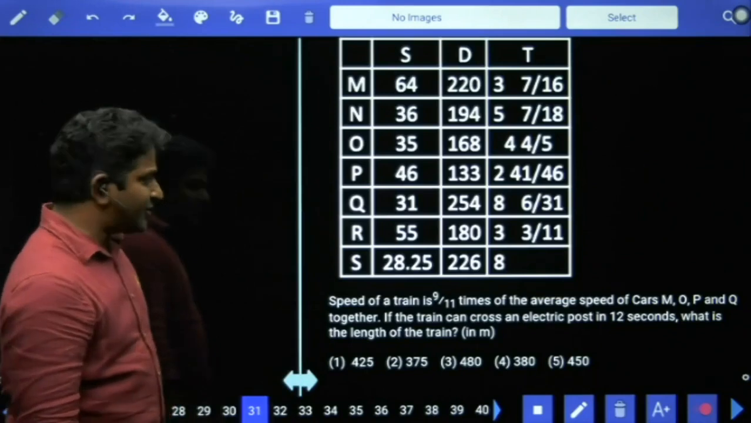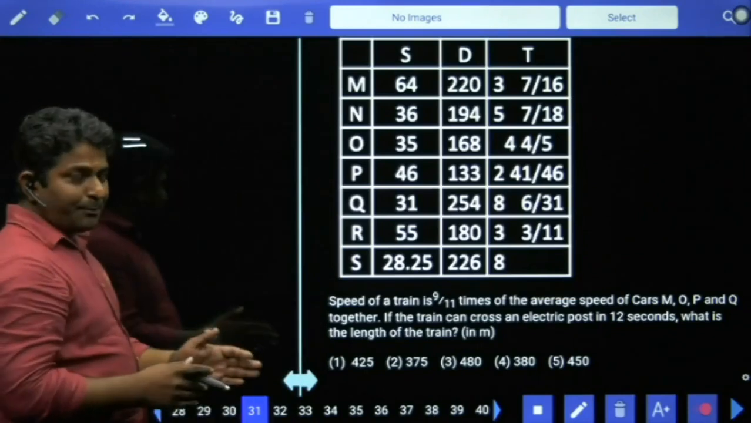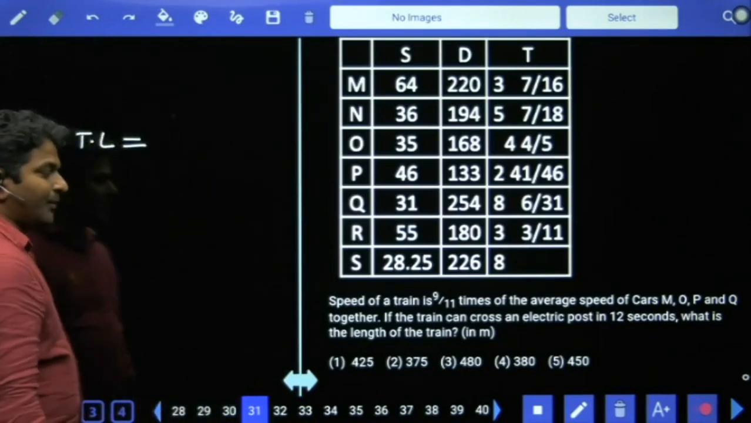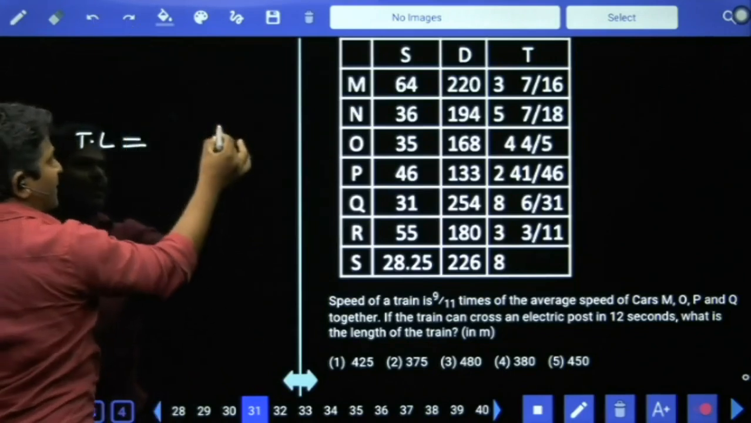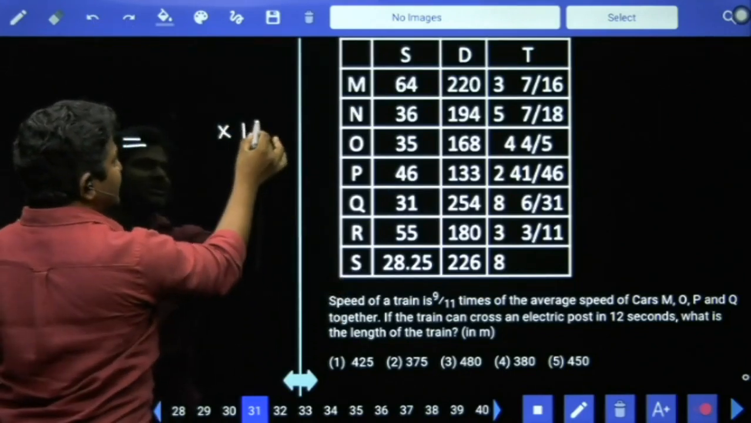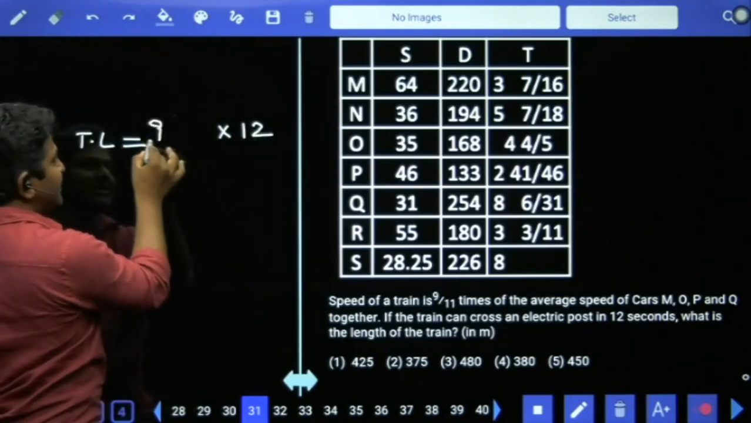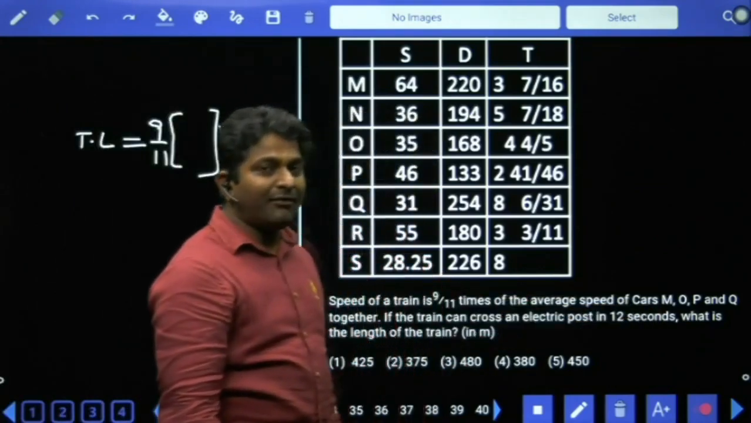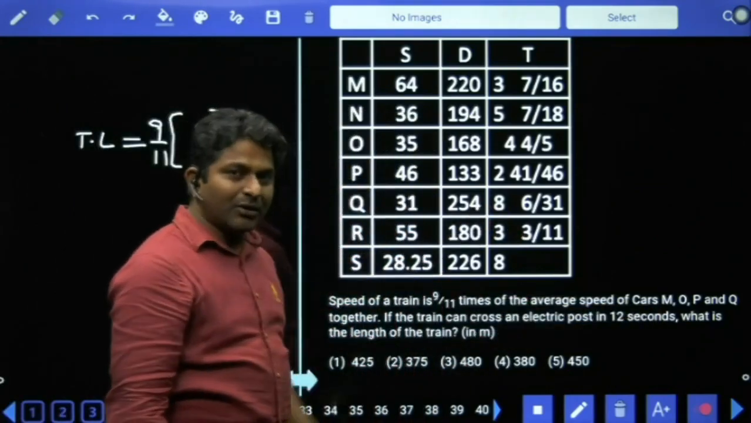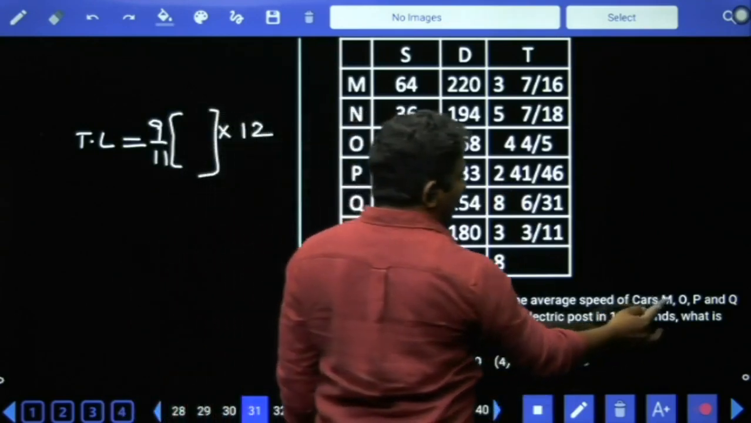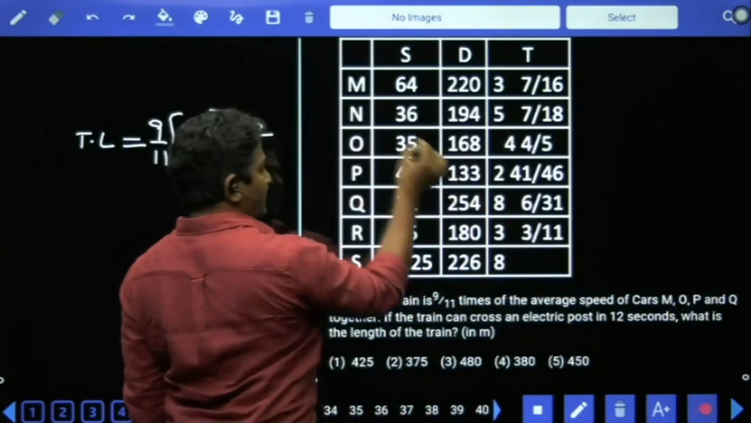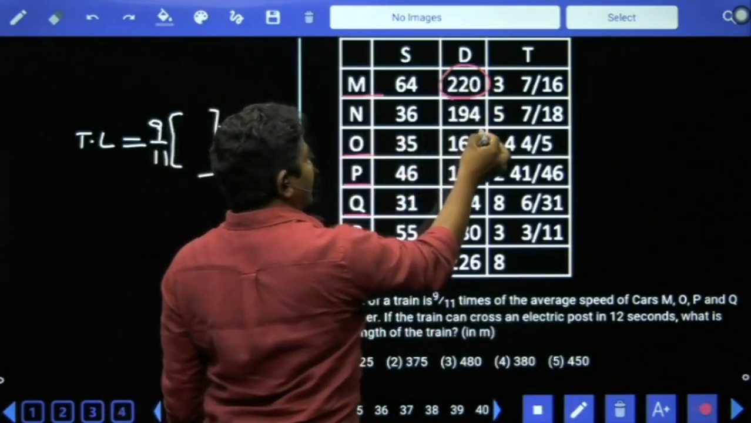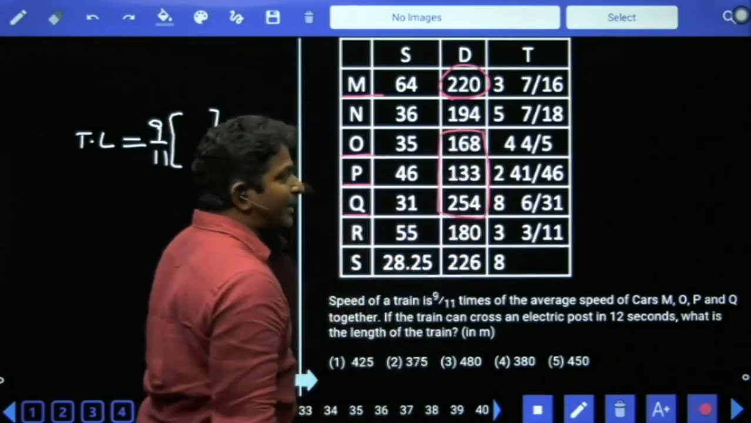You're asked to calculate the length of the train. If a train crosses a pole, distance covered is the train length. That is what we have to calculate. Distance is equal to speed into time. Time is mentioned as 12 seconds and the speed is 9 by 11 times of what? Average speed of the cars. Average in the sense total distance by total time. Total distance covered by M, O, P, Q. Sum of these values divided by total time taken.